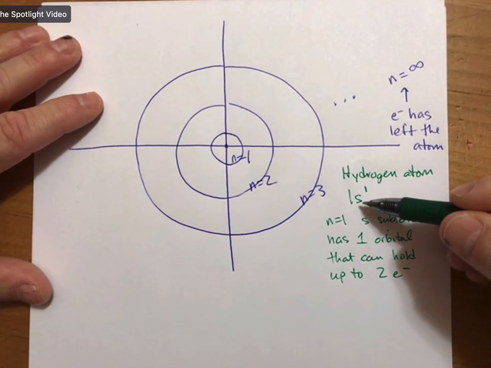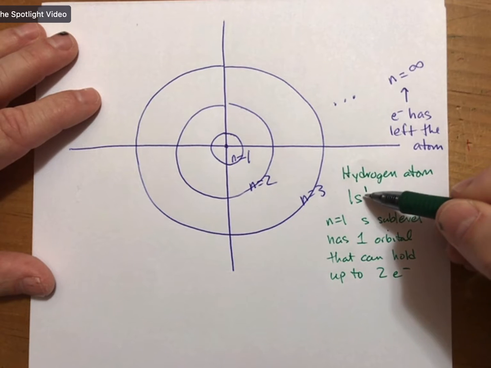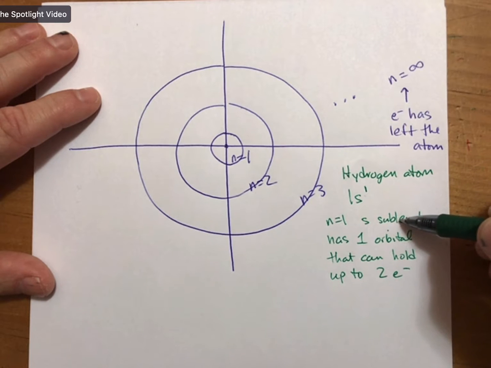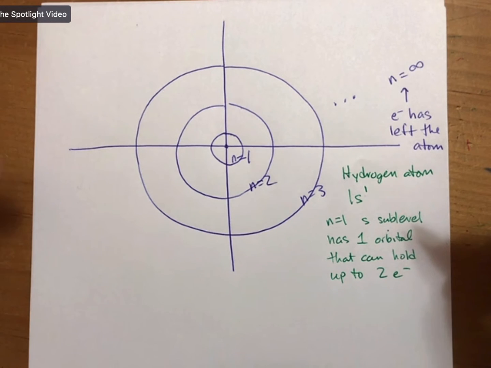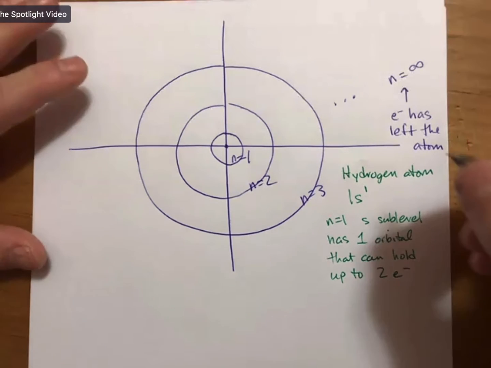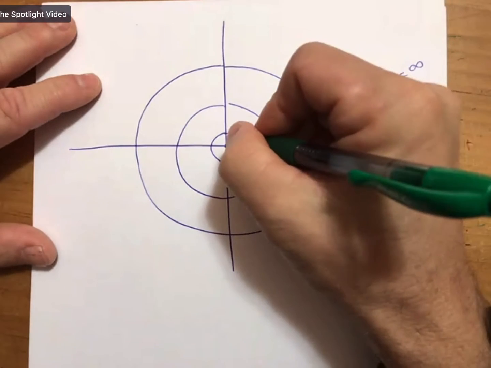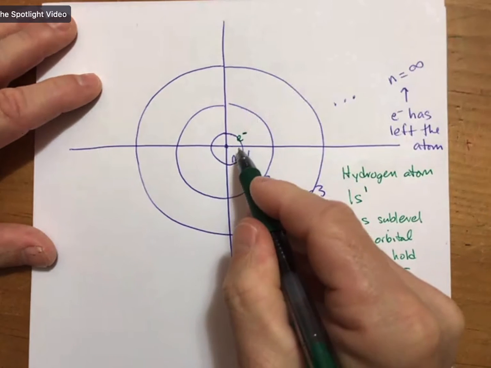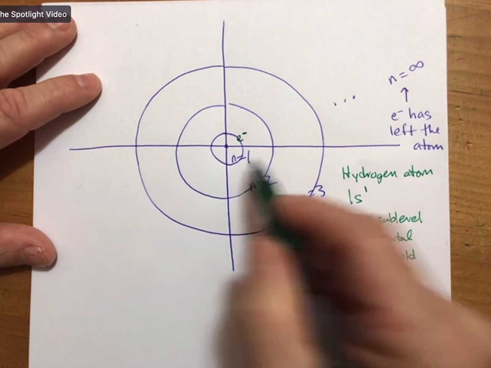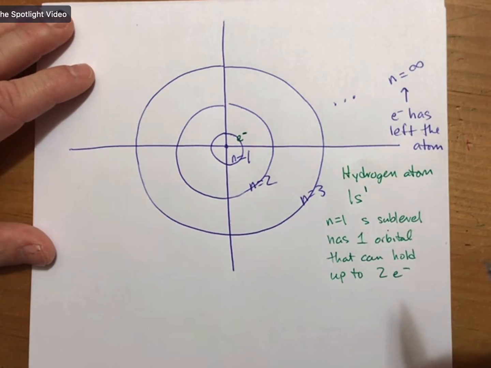And so the most you will ever see, the biggest number you will ever see as a superscript here, is going to be 2. That's because that's the maximum number of electrons that an s sublevel with one orbital can hold. For hydrogen, it's not full. There's only one electron in it. So our picture of the atom for a hydrogen atom might put an electron in n equals 1, and n equals 1 we would also call the 1s sublevel. Okay?